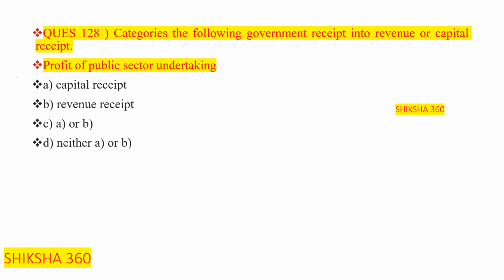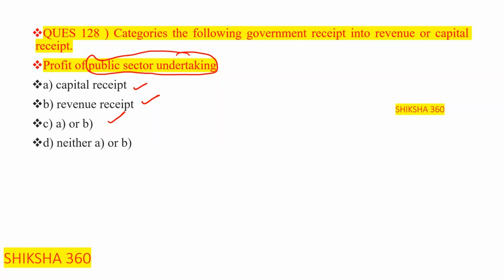Now move to the next question, the last question of today's session. Categorize the following government receipt into revenue or capital receipt. What they have given is profit of public sector undertaking. Option A is capital receipt. Option B is revenue receipt. Option C is A or B. Option D is neither A nor B.